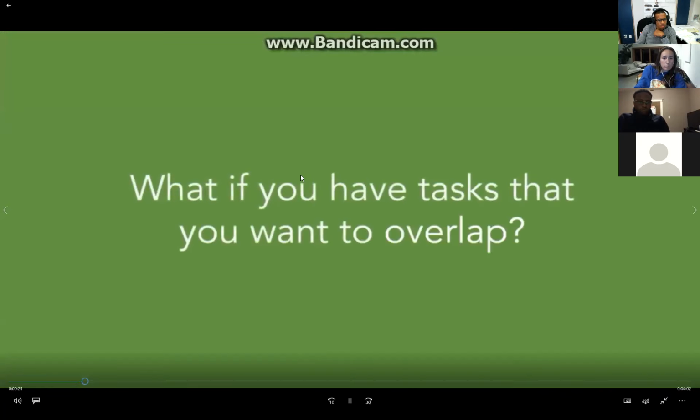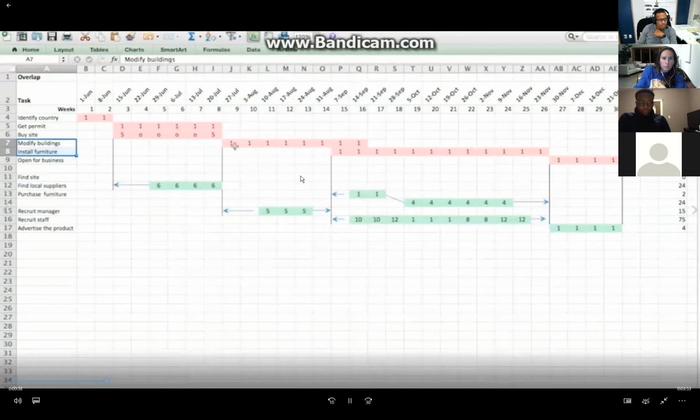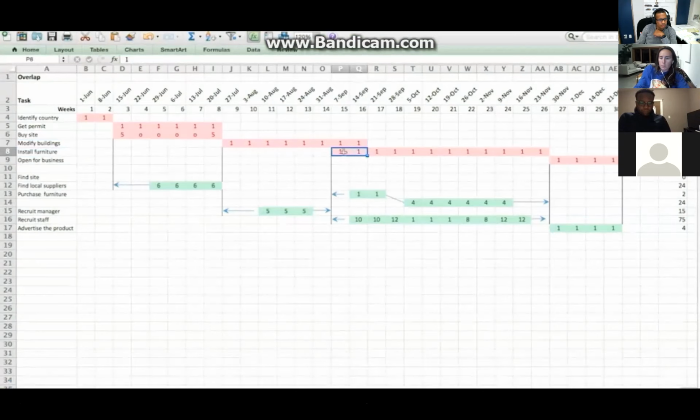You just draw them one above the other, like this. Next, what if you have tasks that you want to overlap a little in order to save time? Overlap can be just shown as it is. In my example here, I'm modifying my buildings while still waiting for the last furniture quotations to come in. You just show the rectangles overlapping.